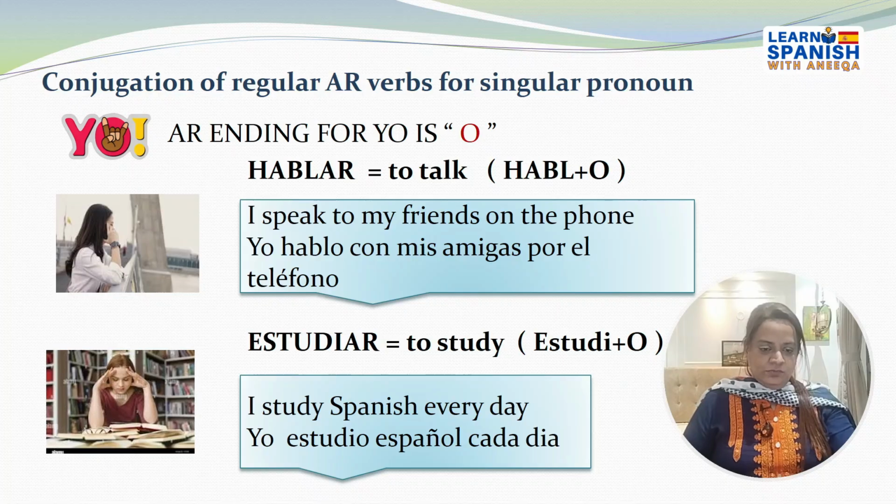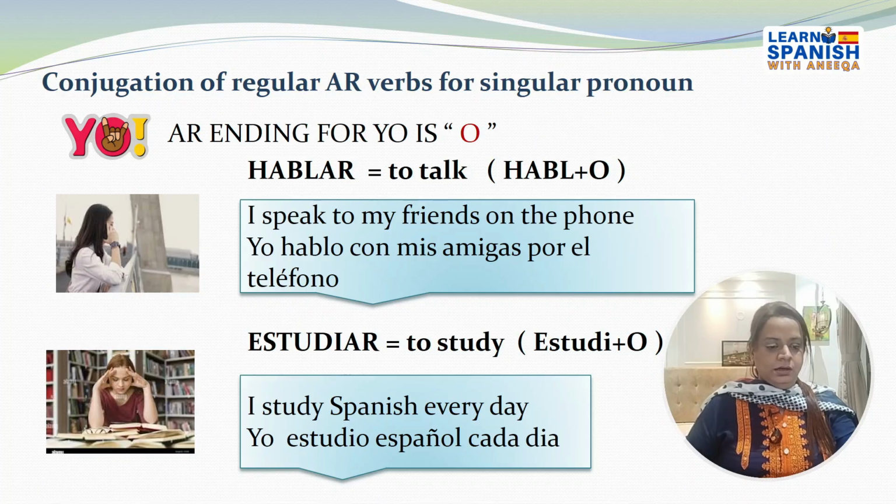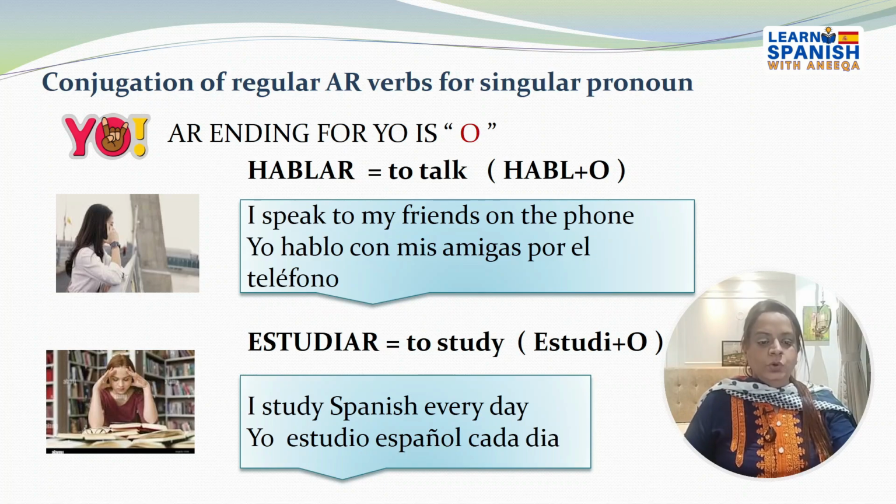Now I have given some few examples of verbs which are used in daily life, which you can use and also try to make your own sentences with these regular verbs. Like for example, hablar. Hablar is to talk. If I want to say I speak to my friends on the phone, I will conjugate it by removing the AR from the hablar and just put the yo ending O to the stem, that is HABL, which becomes hablo. Yo hablo con mis amigas por el teléfono.